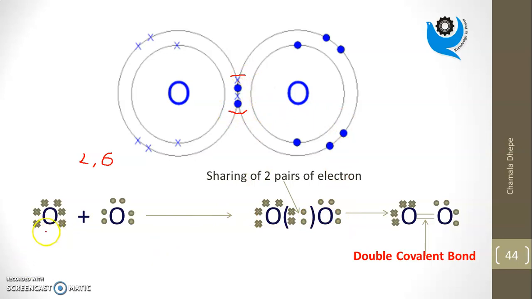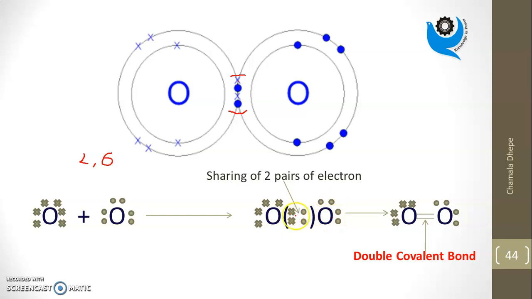You can see it more clearly here also: oxygen with 6 electrons by cross mark, the other with 6 electrons. Now you can see 1, 2, 3, 4, these are shared. This oxygen shares 2 electrons, and this one shares 2. So it completes its octet: 1, 2, 3, 4, 5, 6, 7, 8. So the octet of this oxygen is completed. Similarly, the octet of this oxygen is also completed: 1, 2, 3, 4, 5, 6, 7, 8. So the octet of both oxygens is completed.